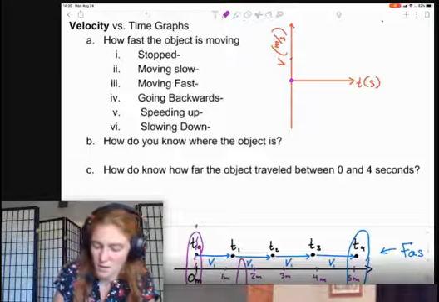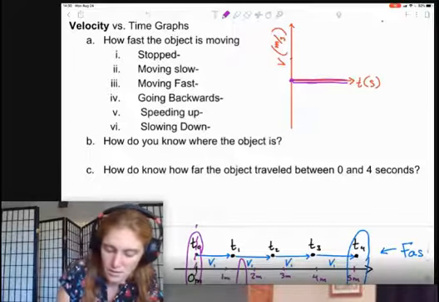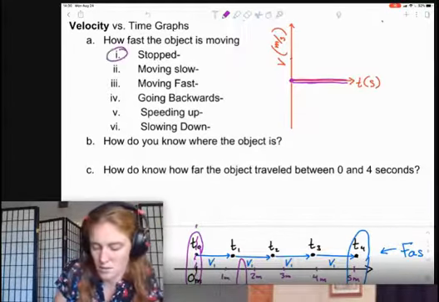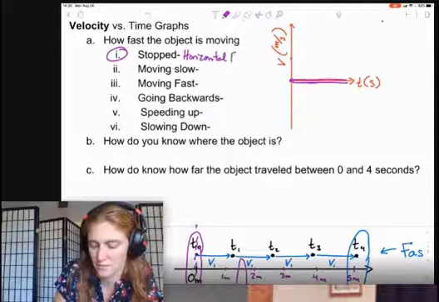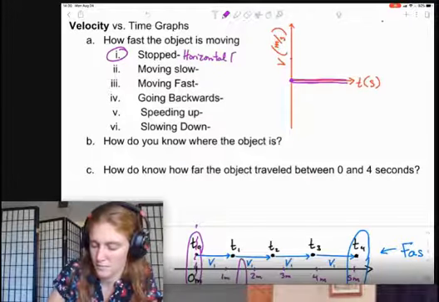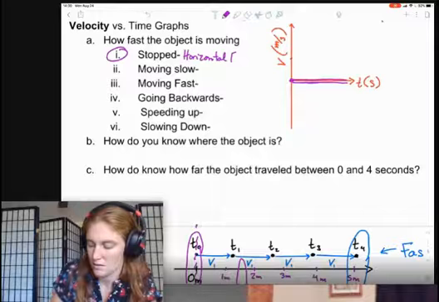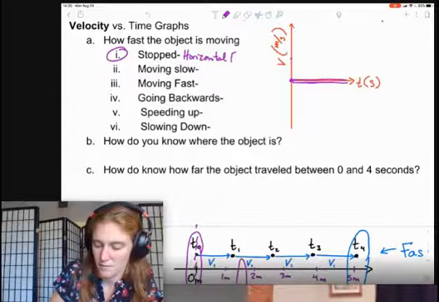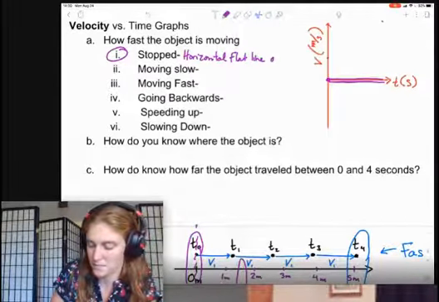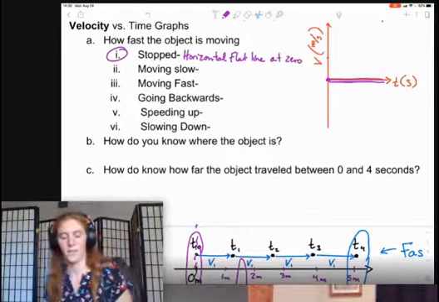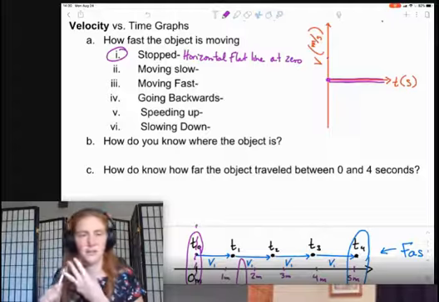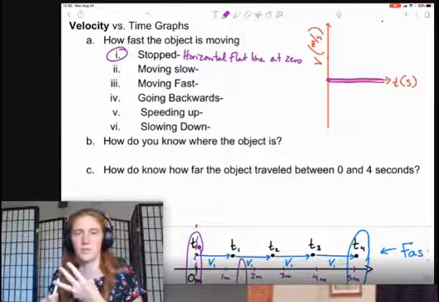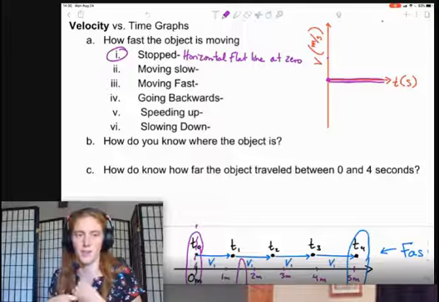So I'm going to draw a nice big purple line. The purple one is stopped. So horizontal, flat line, at 0. Okay, so it has to be flat, has to be horizontal, has to be at 0. All three of those have to be true in order for an object to not be moving on a velocity versus time graph.